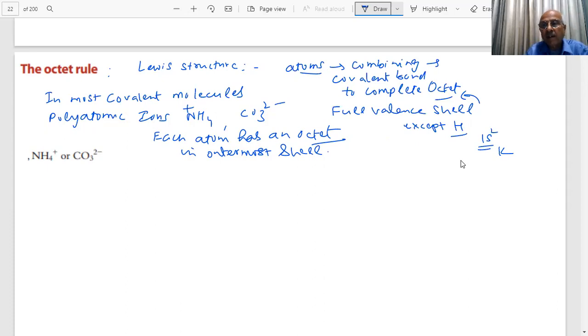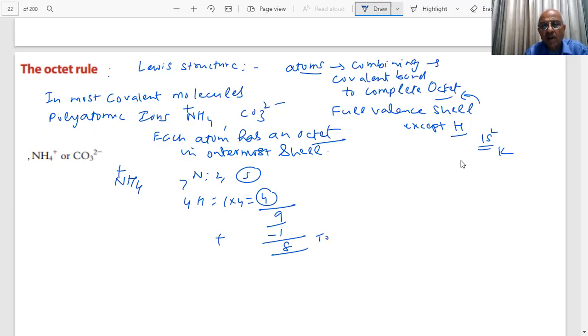For example, if I take the ammonium ion, what is the meaning of this, student? Nitrogen, what is the atomic number of nitrogen? 7. It has 5 electrons in the outermost shell. There are 4 hydrogens here. Each hydrogen has 1, into 4, that is 4 electrons. Total 9 electrons. But plus means what? Plus means minus 1. So 8 electrons total in the case of ammonium.